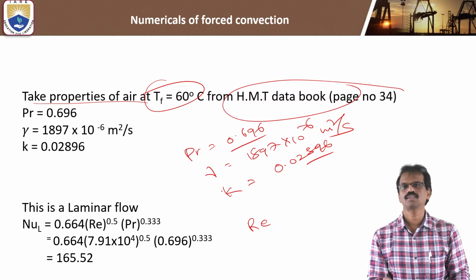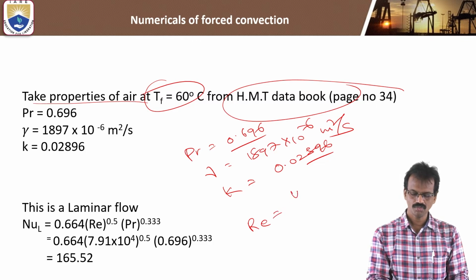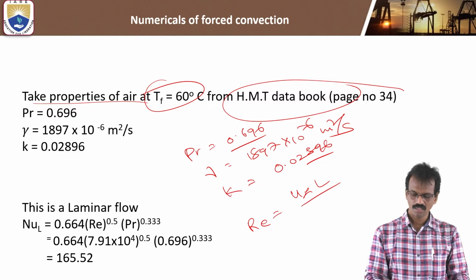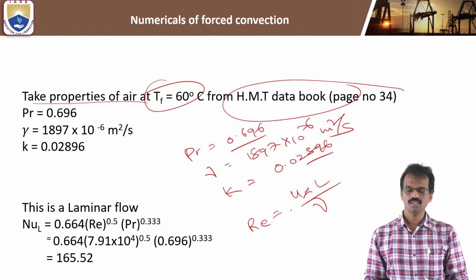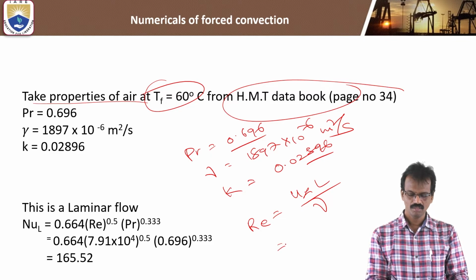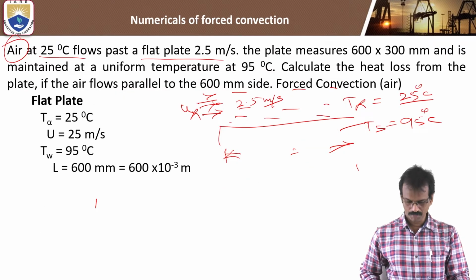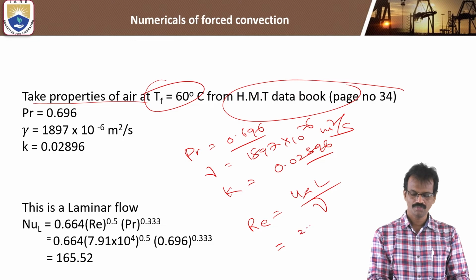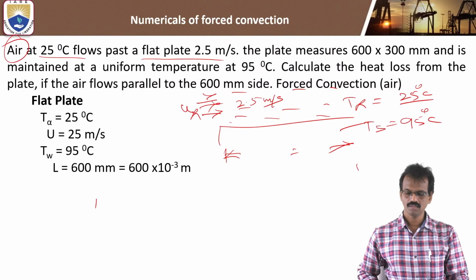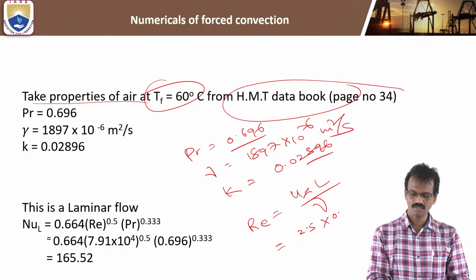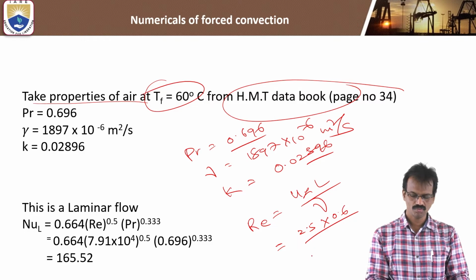Next you have to find the Reynolds number, because velocity is given, so you can identify this is forced convection. Reynolds number is equal to U infinity into L by kinematic viscosity. Velocity is equal to 2.5 meter per second, so 2.5 into length, 600 mm, that is 0.6 meters, by kinematic viscosity, which is 1897 into 10 to the power of minus 6.